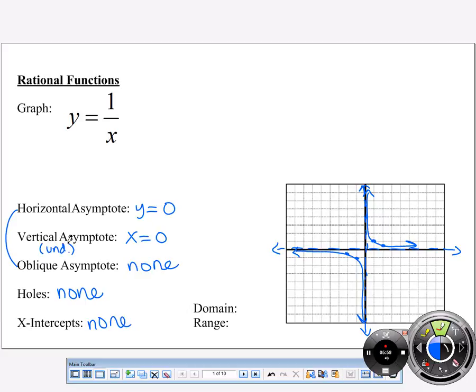Okay? And then Alexis brought up the question about what about in the numerator? What does that stuff tell us? And we said if the numerator was equal to 0, that would be our x-intercept. But here the numerator is just 1. Is there anything you can plug in that's going to change the 1 from being a 1?